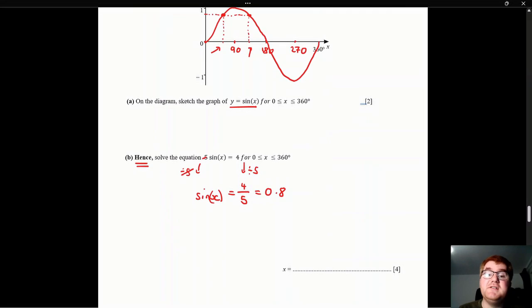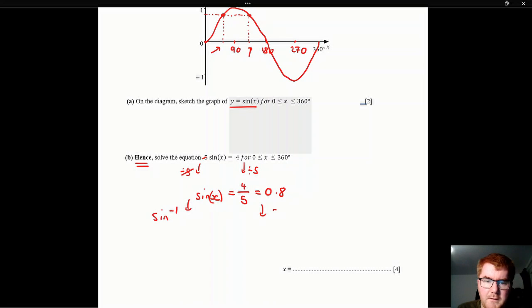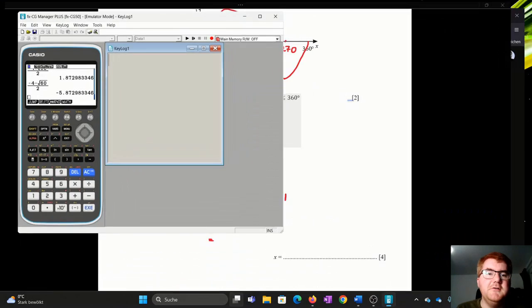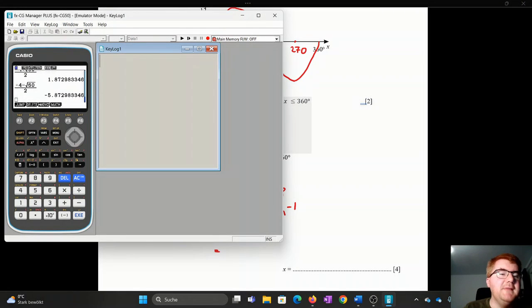We need to find the first answer here. So we need to get x on its own. So the opposite of that is the inverse sine on both sides. This cancels, giving us just x, and we work out the inverse sine of 4 over 5. This is where the calculator comes into its own. Now, whenever you start this, make sure it says D or degrees at the top, otherwise bad things happen. So we have shift sine inverse of 0.8 or 4 over 5.